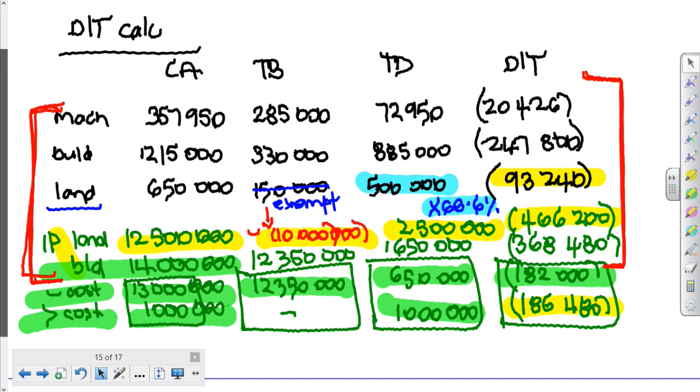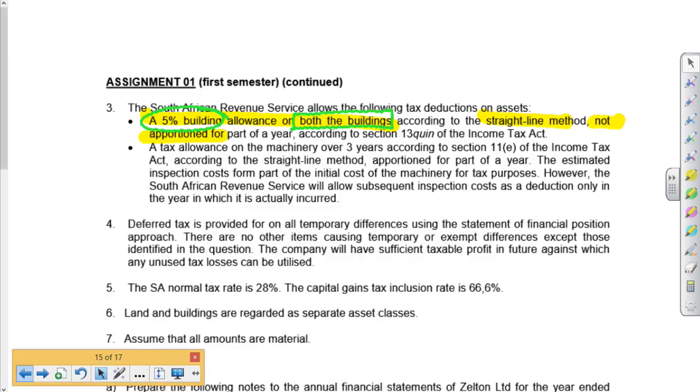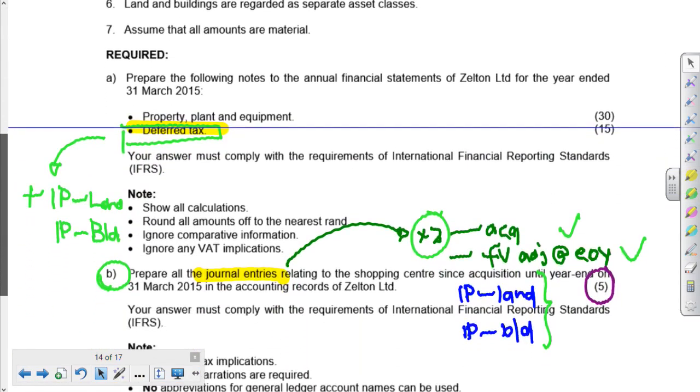And so that's us finishing assignment 1. We've been working through the assignment for a couple of weeks now. The assignment asked us for a PPE note, which we completed last week, the deferred tax note, which we've just completed now, worth 15 marks, and then the journal entries for the investment property, worth another 5. And look, the PPE note is worth 30. That's usually the value of a PPE note in the exam. It can be a third to half of your exam. About a third, I would say.